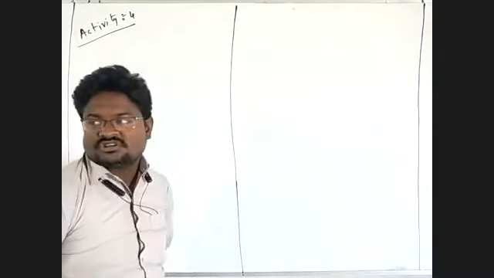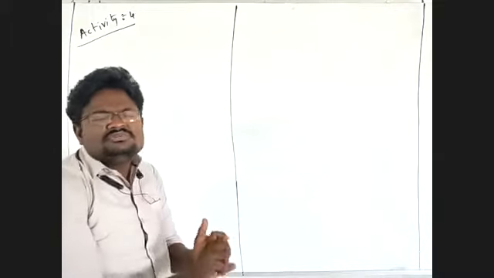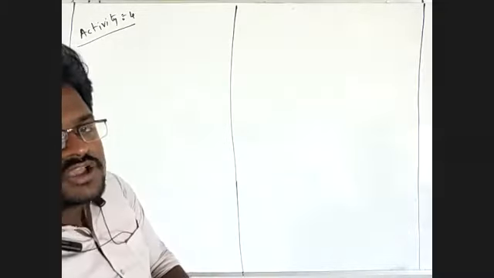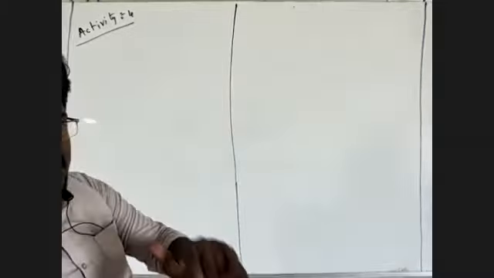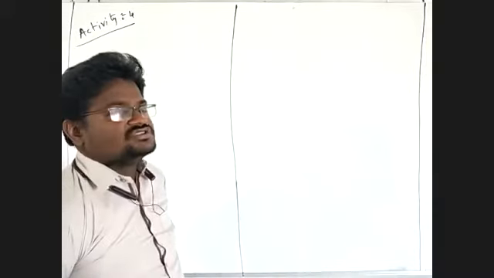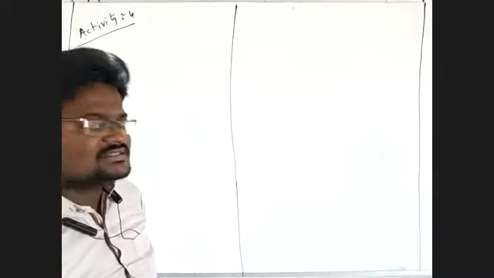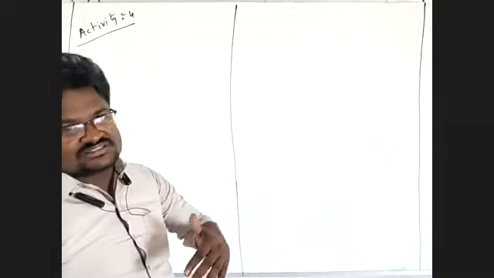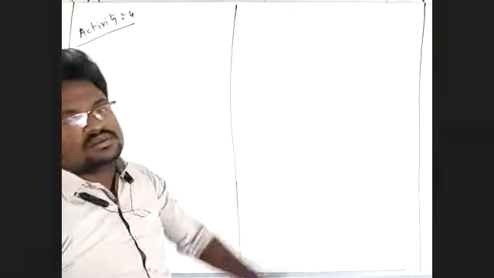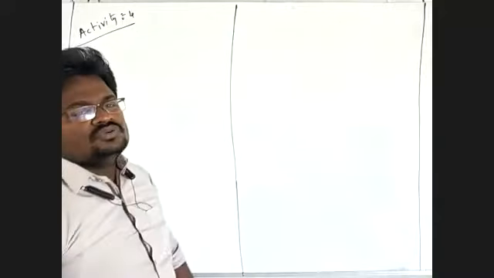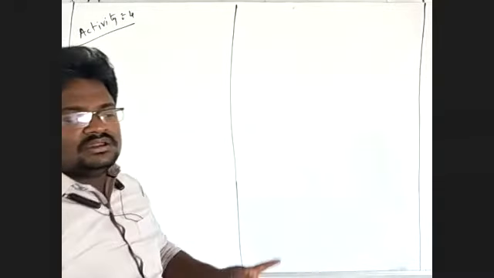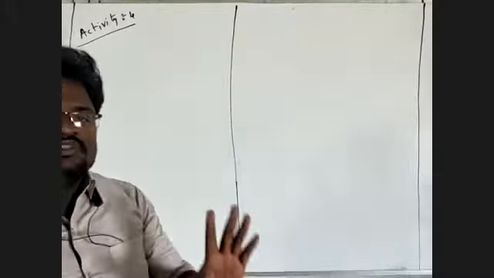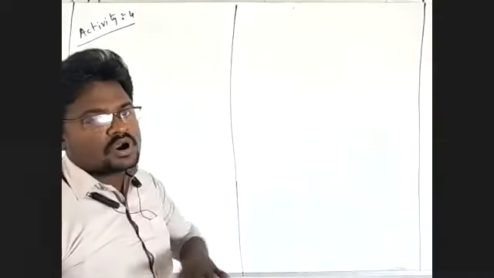Next, deviation. Deviation means the angle between the actual direction of the incident ray and the refracted ray is called the angle of deviation. Now, here, frequency and phase do not change when light travels from one medium to another medium. Only the wavelength and speed will change as light travels from one medium to another.